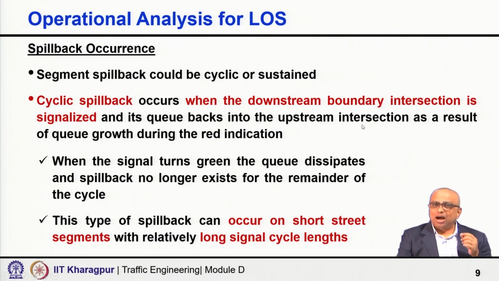backs into the upstream intersection as a result of queue growth during red indication. So, it is a signalized intersection in the downstream boundary, and because the traffic is accumulating when the downstream intersection is red, the queue is getting formed and the queue backs into the upstream intersection as a result of this queue growth, right. So, why are we saying cyclic spillback?